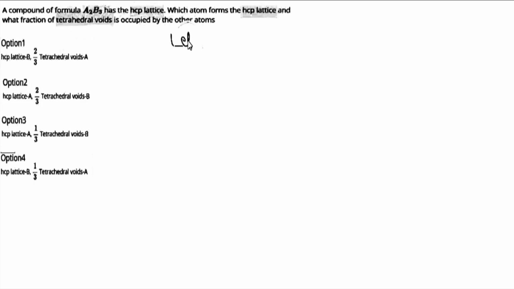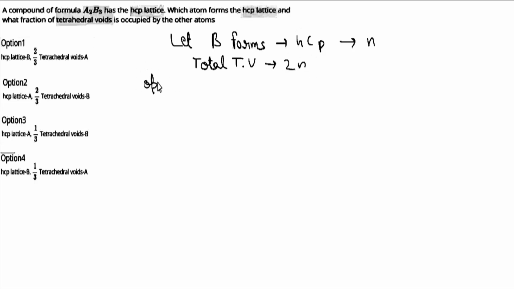Let us assume B forms HCP lattice and the total number of atoms be n. Since we know that it is going to be 6 for HCP lattice, but let us assume it n for option check. And going for option 1, since B forms the HCP lattice, the total number of tetrahedral voids is going to be 2n.